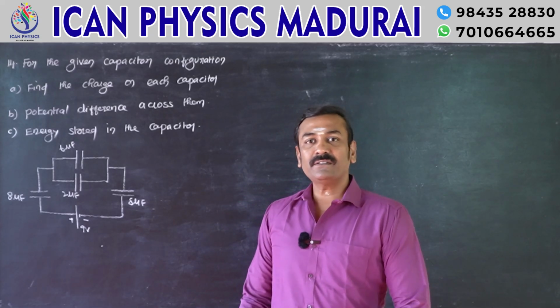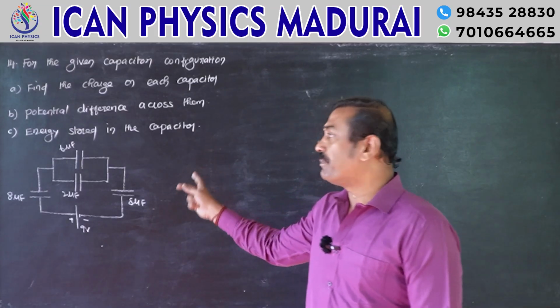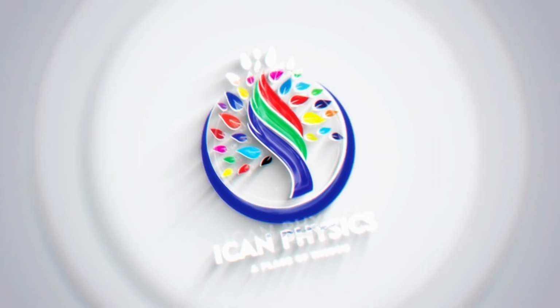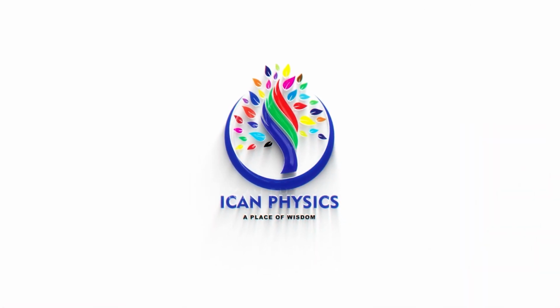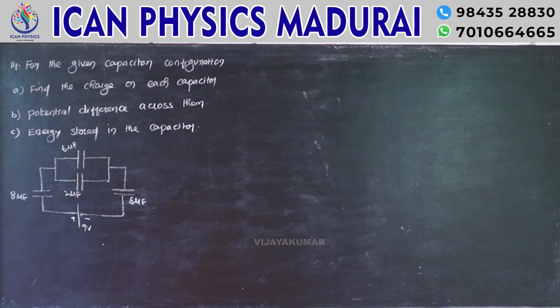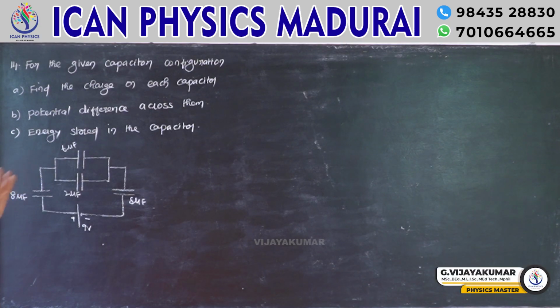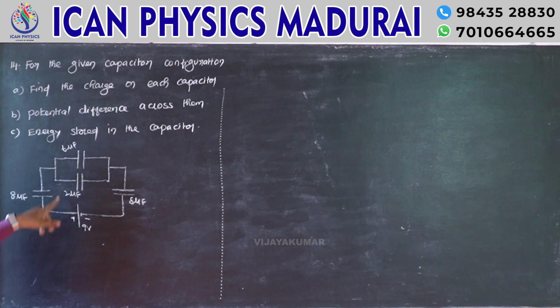Now, in this class, we are going to study the 14th problem related to capacitors. For the given capacitor configuration, find the charge on each capacitor, find the potential difference, and find the energy stored. So, first, look at the circuit diagram.